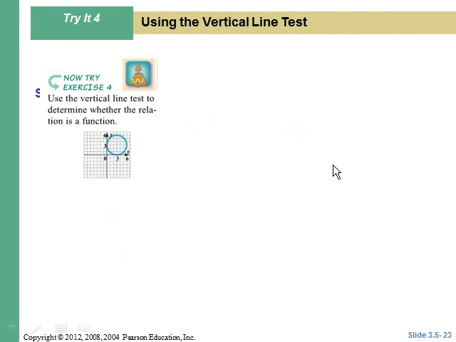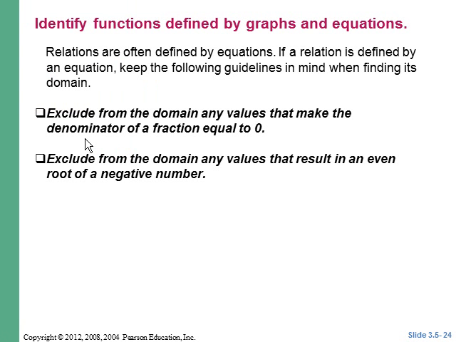Okay? How about this one? No, it's not a function because you cross it. If at any point you cross it twice, it's not a function. So if you see a graph, you can use the vertical line test. If you see an equation, there's something else that we have to do to check if it's a function.